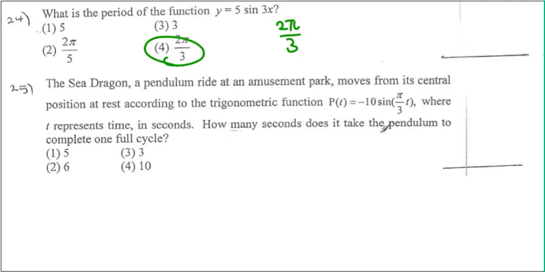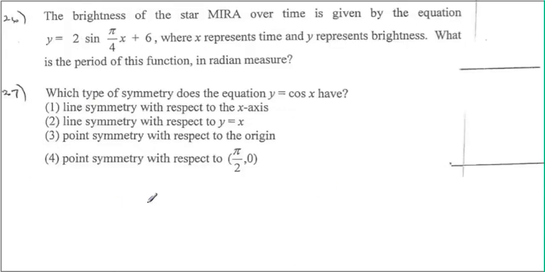How many seconds does the pendulum take to complete one full cycle? Same idea as before. We just have to look at 2 pi over 3, which will be equal to 6. Period of the function here. It seems like we did this question before. Here we have 2 pi over 4, which will be equal to 8. 8 becomes our answer.